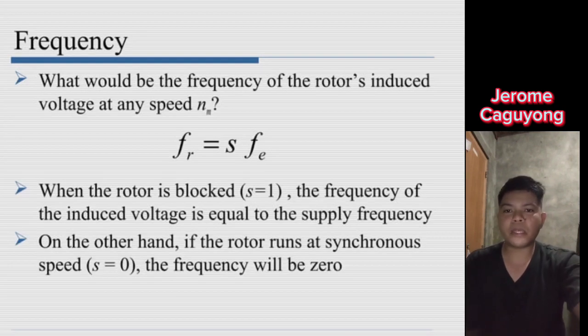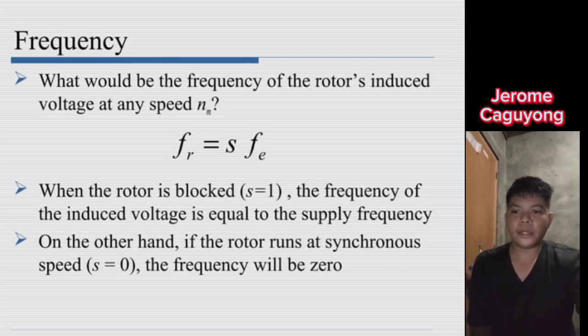What would be the frequency of the rotor's induced voltage at any speed? Here is the common formula for frequency: fr equals s times fe. When the rotor is blocked, s equals 1, so the frequency of the induced voltage is equal to the supply frequency. On the other hand, if the rotor runs at synchronous speed, s equals 0, then the frequency will be 0.